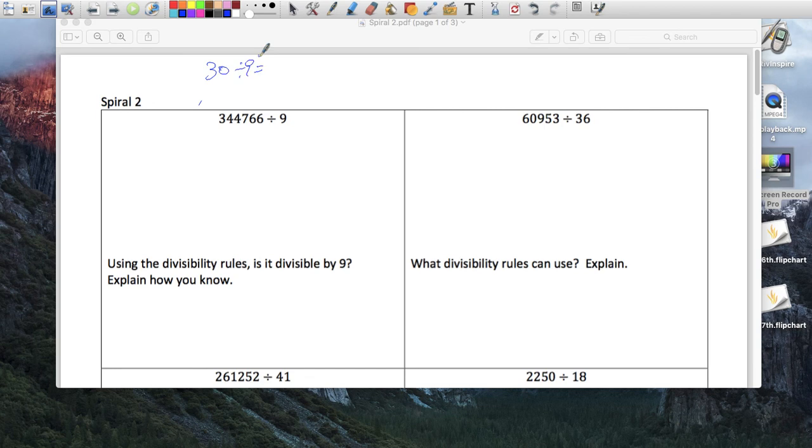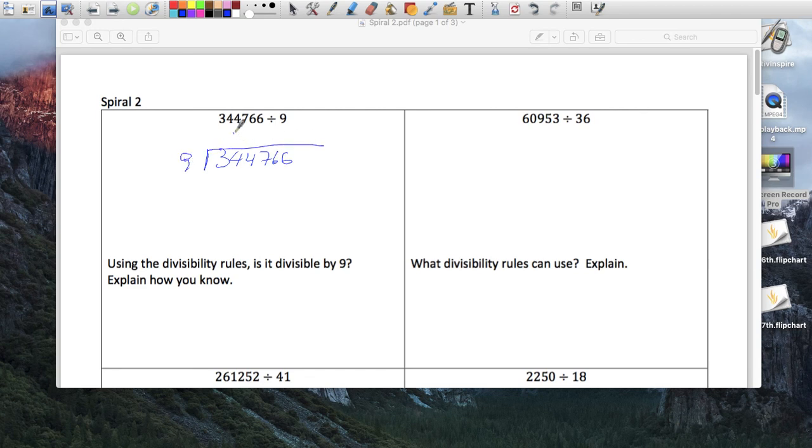No, it won't work. So right now I know it won't be divisible by 9 because I added all the digits, and the sum is 30, and 30 is not divisible by 9 evenly, right? 9 doesn't go into 30 evenly. So I know it's going to have a remainder here. So let's make sure it does.